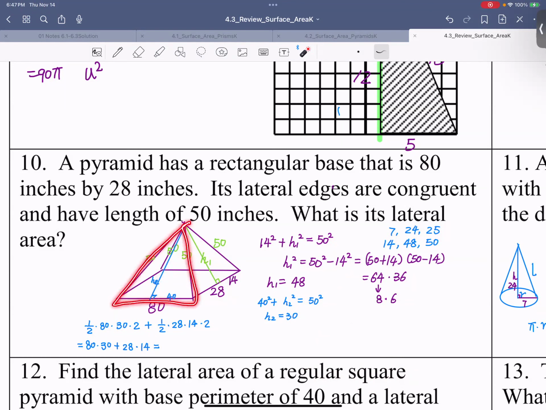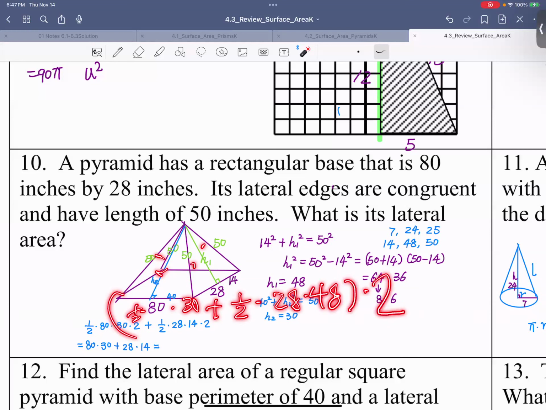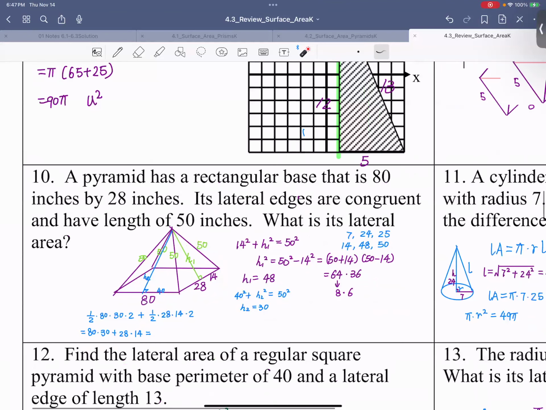And then what's your next step? How do you calculate that triangle area? You do one half of 80 times 30, plus one half of 28 times 48. And you have two pairs, so you times by 2, right? Okay, that's it. Make sense now? That is number 10.